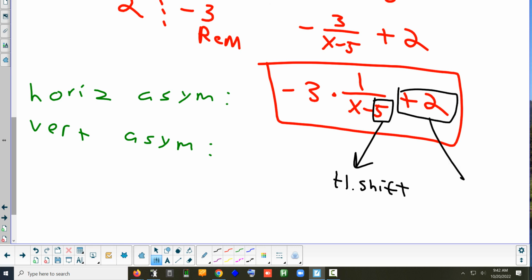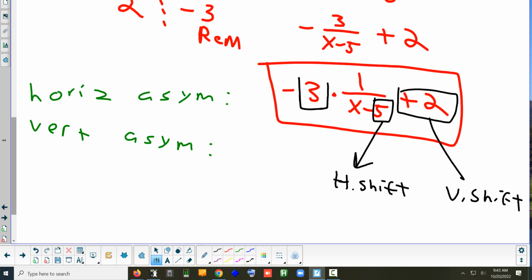Now, that's adding or subtracting outside the fraction. It's still a shift. But what kind of shift do you think the plus 2 is going to be? Is it going to be a vertical shift? That's going to be a vertical shift.